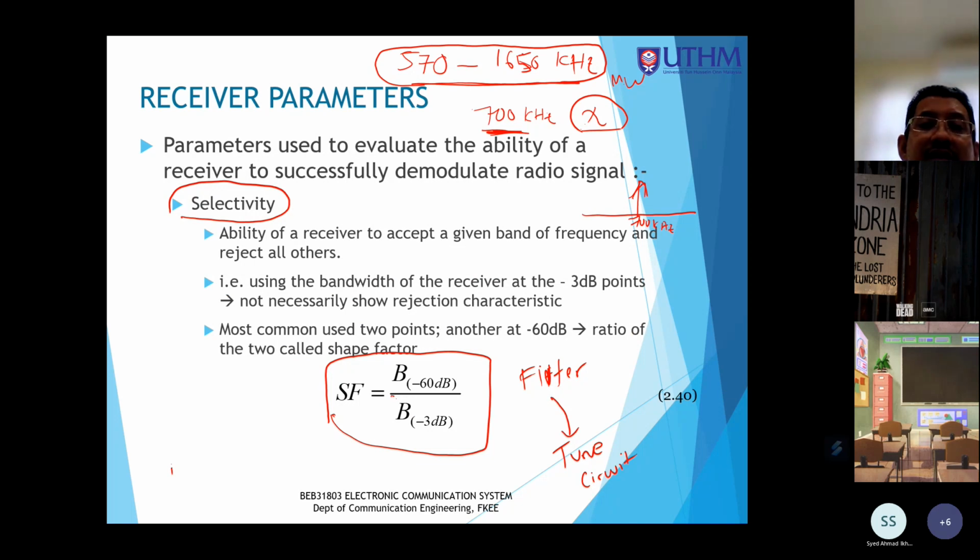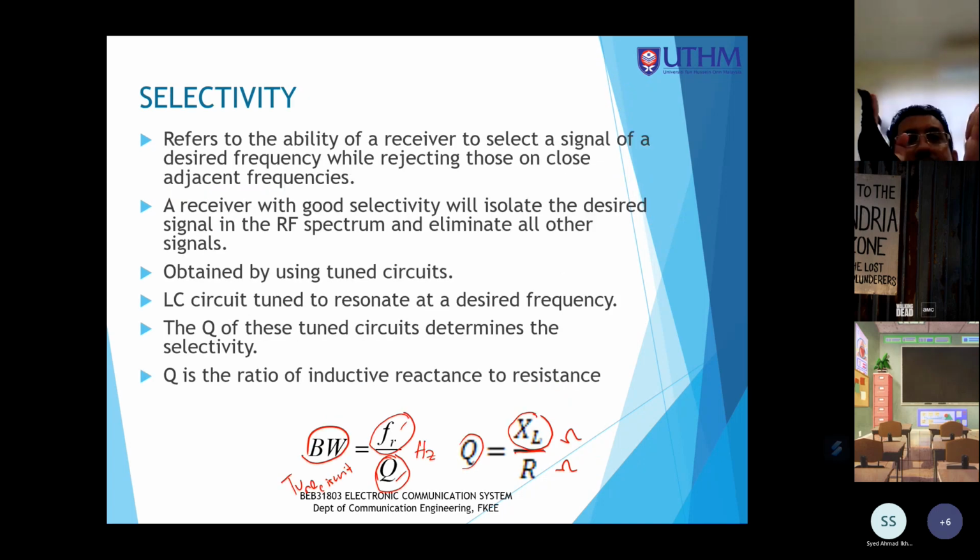Katalah dalam sini ada 100 radio station. Saya nak dengar satu saja. So the tune circuit will limit the receive bandwidth. Okay, dia akan kecilkan bandwidth itu supaya senang untuk kita buat proses seterusnya.